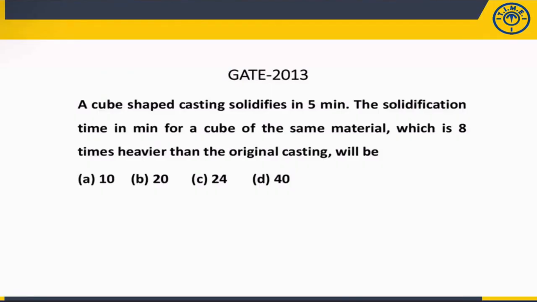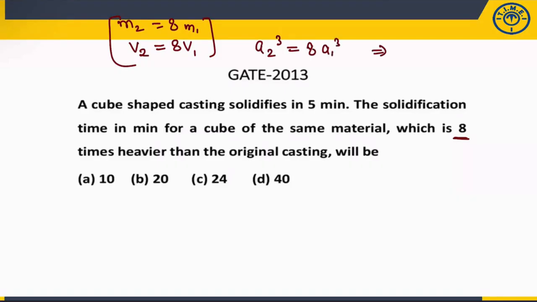The only thing you have to note is that they have given the initial mass of the cube, let us suppose m. The second one will be 8 times heavier. So from there you will get an idea. It is 8 times heavier than the original casting. What will be the condition? That means V2 is 8 times V1, because mass 2 is 8 times m1 and density will be the same, mass being density into volume. So V2 you can easily write: A2 cube is 8 A1 cube. That means A2 is equal to 2 times A1. This is the thing they have mentioned.